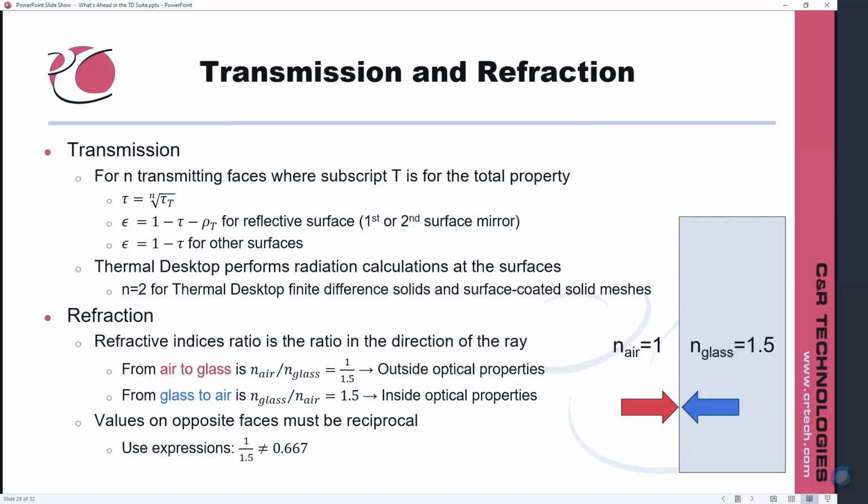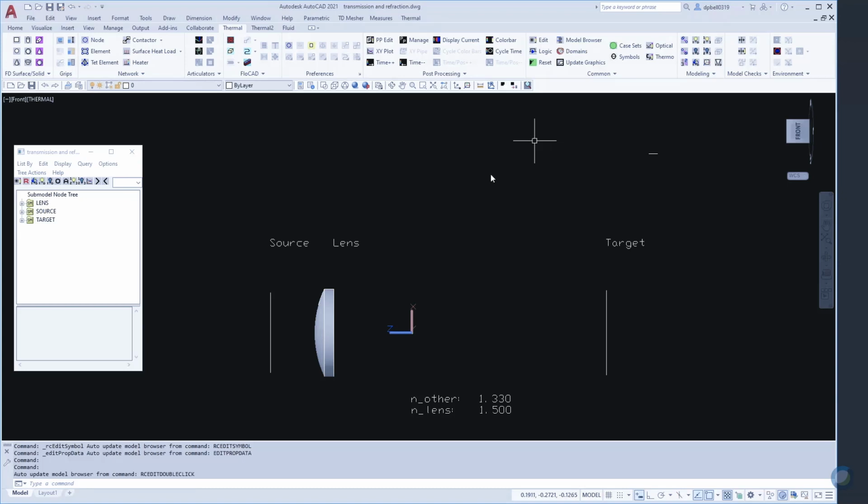Now, the values on opposite faces must be reciprocal. So that's a requirement. So make sure you use expressions, because 1 over 1.5 does not equal 0.667. No matter where you go with that, you'd have to figure out where we start rounding in our significant digits, and you don't want to go through that. So simply put in an expression. It's very simple. Double click the field, open it up, and then there's your expression editor where you can simply type in 1 over 1.5.